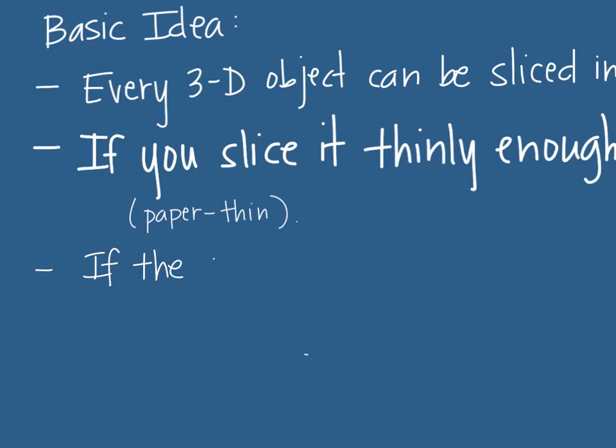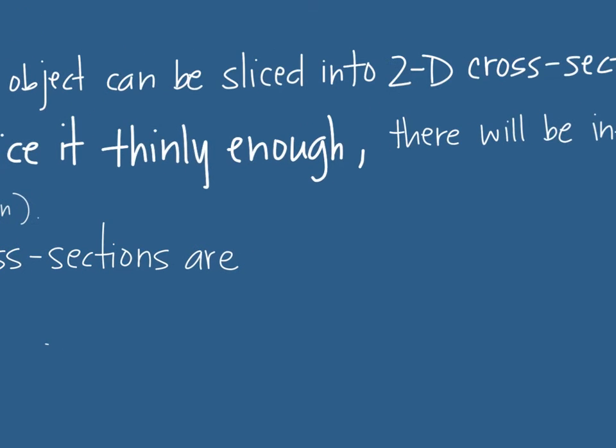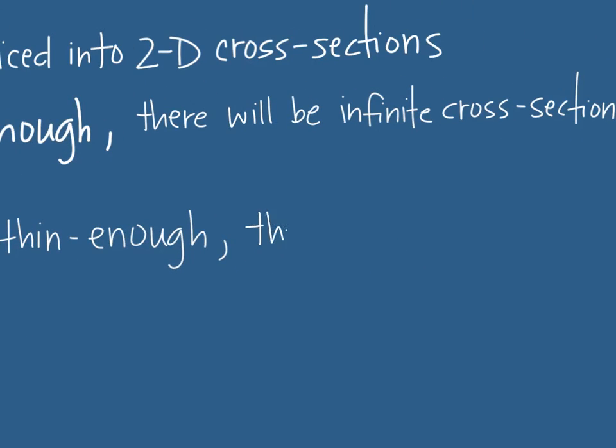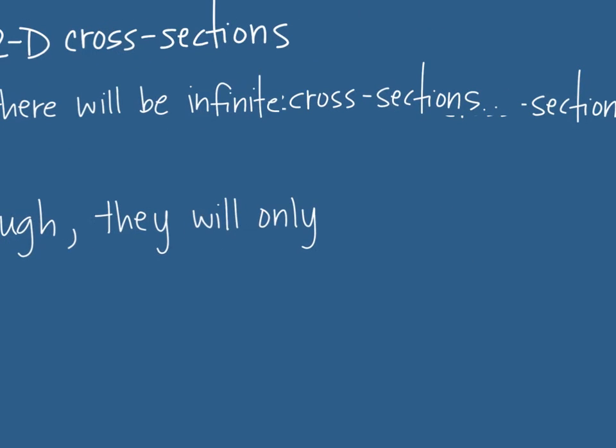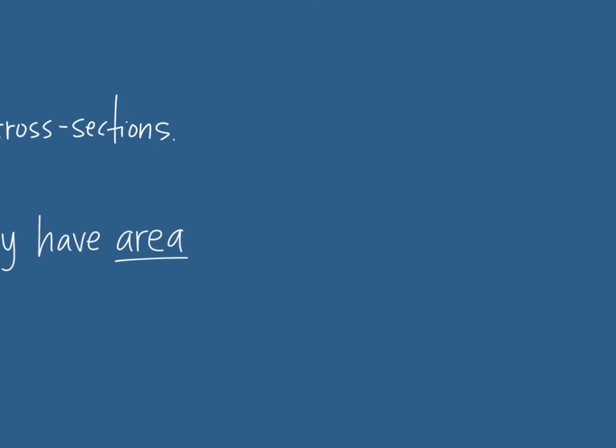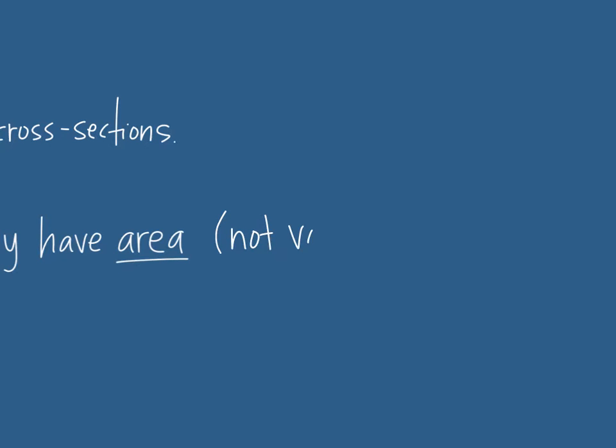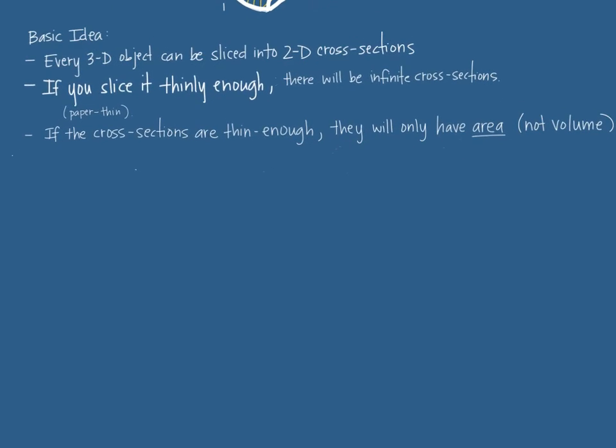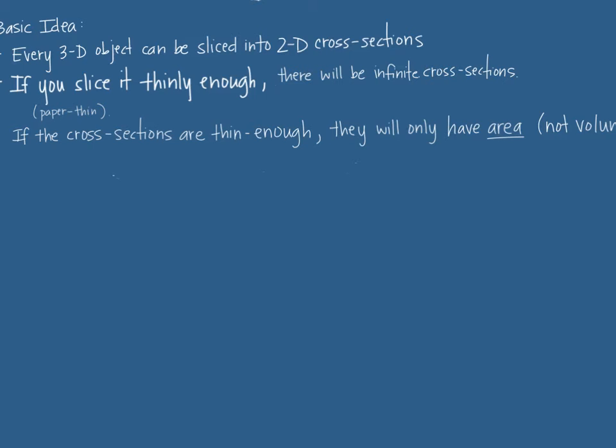Okay, so if the cross sections are thin enough, which we assume that we could make them thin enough, they will only have area, not volume. All right, if the cross sections are thin enough, they will only have area but not volume.